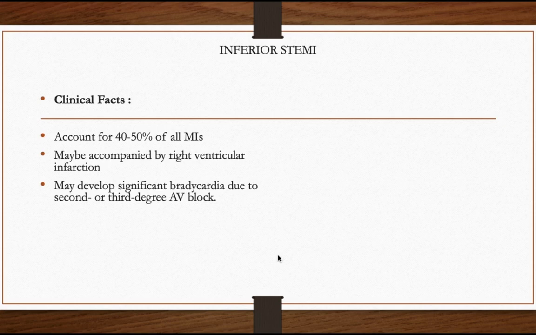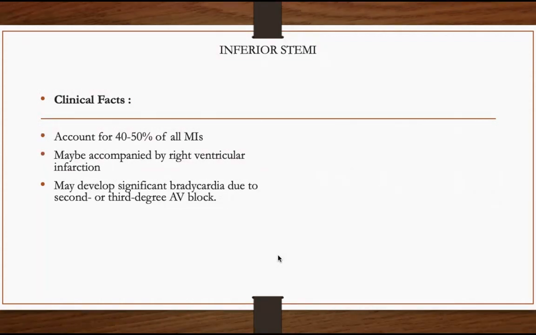Some clinical facts. Inferior STEMI accounts for about 40% of myocardial infarctions. And all patients with inferior STEMI will have a concomitant right ventricular infarction. Why? Because we saw in the previous slide that in the inferior wall, we have the right coronary artery supplying that part of the right ventricle as well as the right marginal artery. And so if there is any occlusion over there, then we are going to have right ventricular infarction.